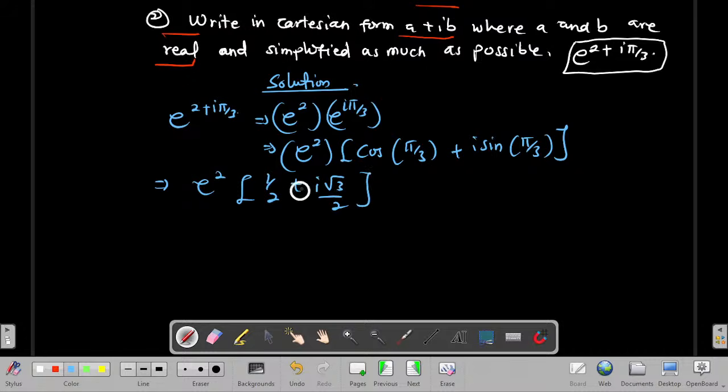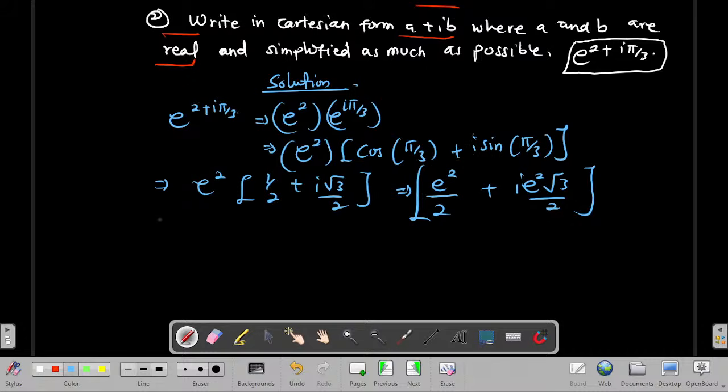At this point, you can clearly see that I'm approaching my answer, because the question said you should leave it in the form a plus ib, and that it should be simplified as much as possible. So let's keep on simplifying this. Now you can see I have a factor out, so I simply have to multiply. This gives me e to the power 2 over 2, plus e to the power 2, maybe I can push my i out here, square root of 3 all over 2. And this is perfectly my answer.